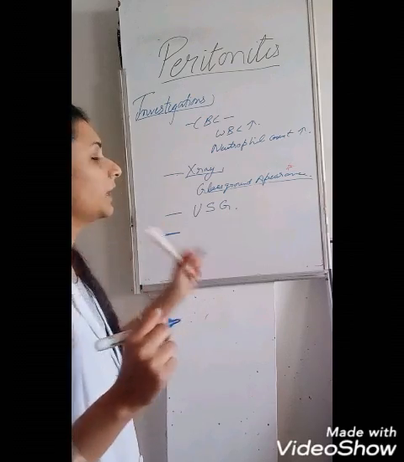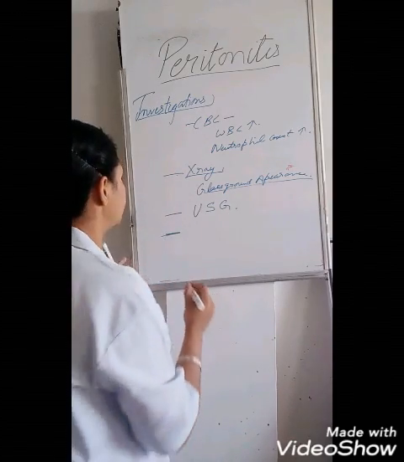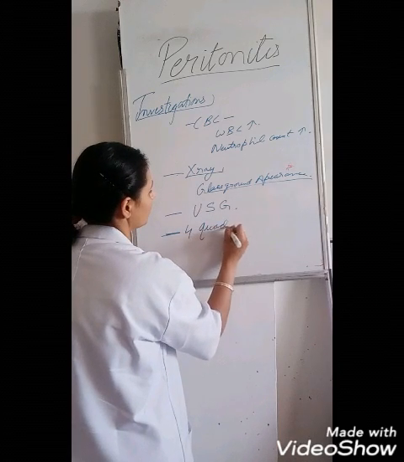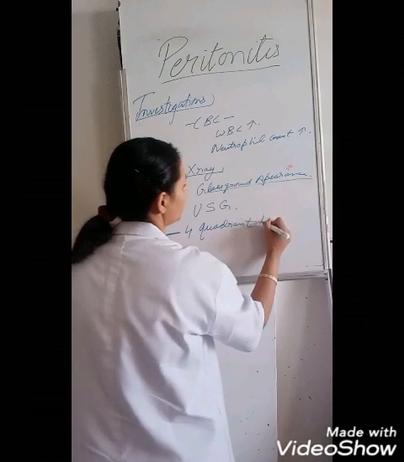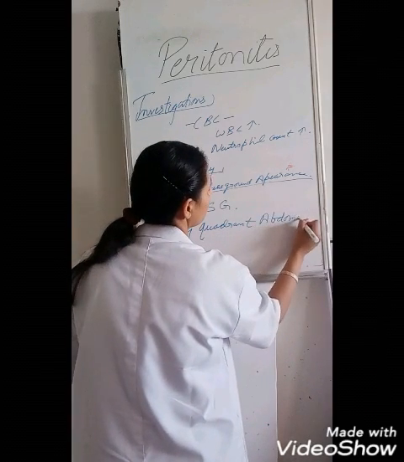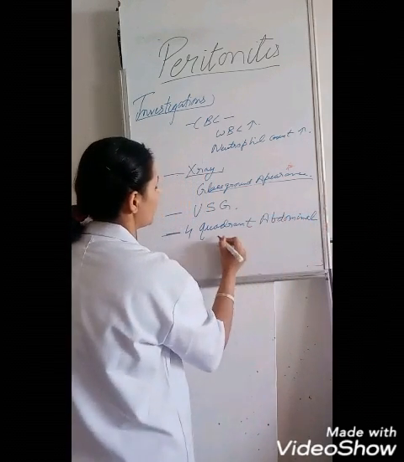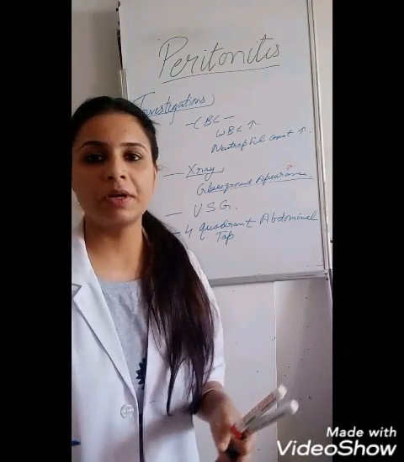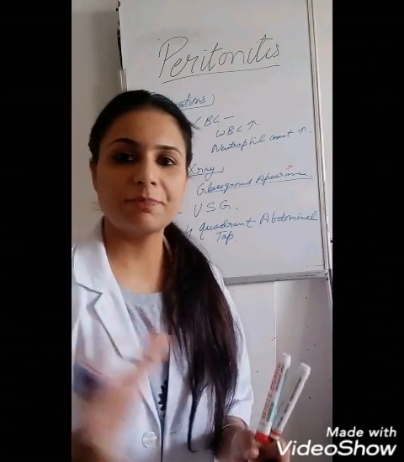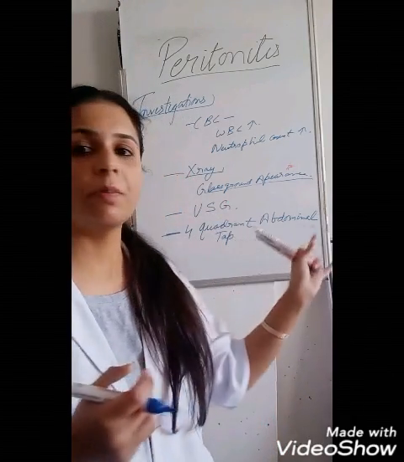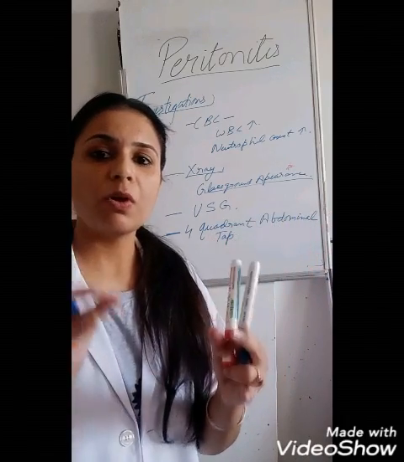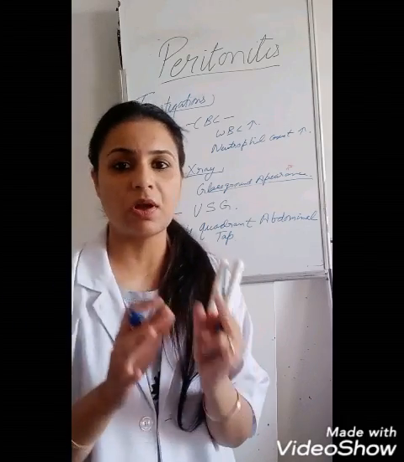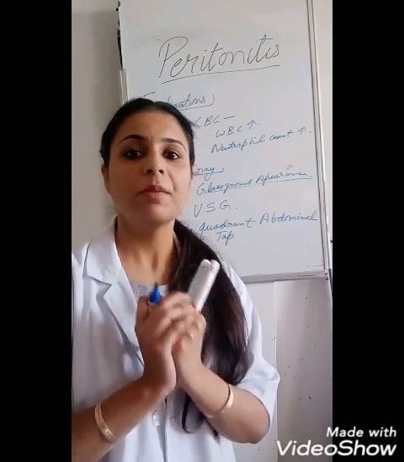And the very important investigation done in case of peritonitis is the four-quadrant abdominal tap. So what happens in the four-quadrant abdominal tap? Aspiration is done from the peritoneal cavity. So what happens in the aspiration? If pus comes, that indicates infection by bacteria, gram-negative bacteria.